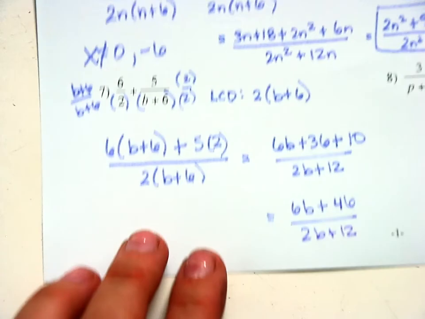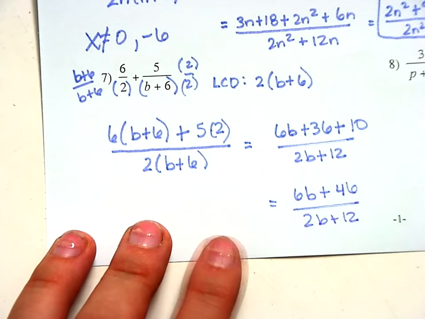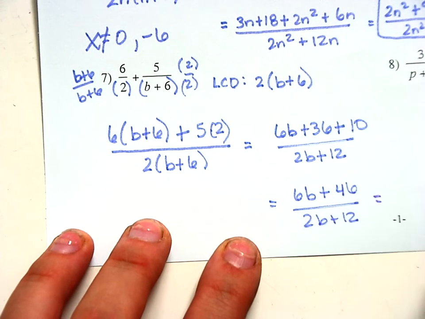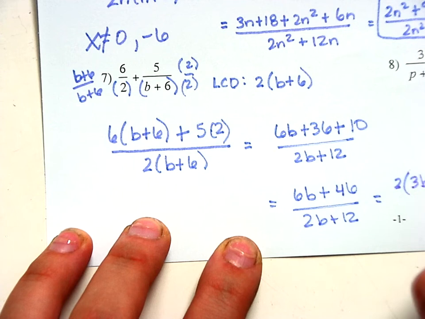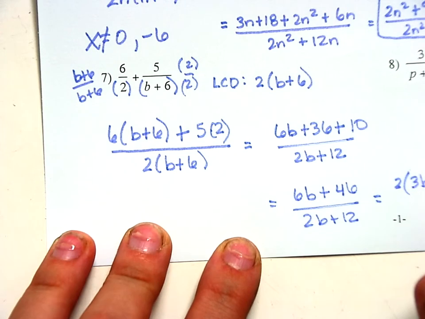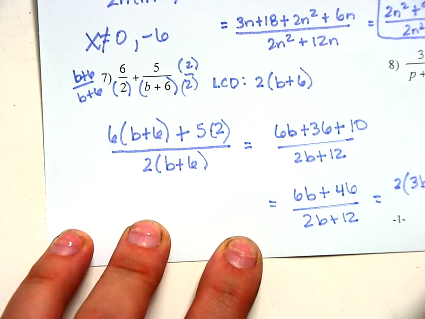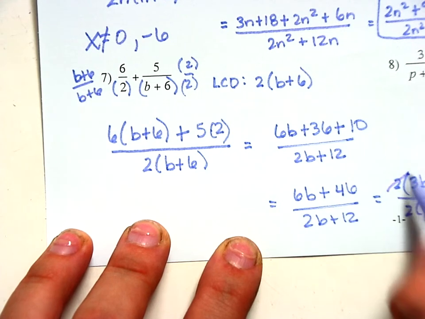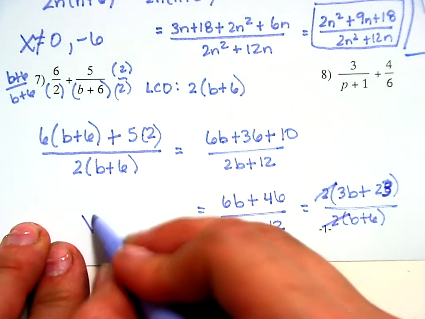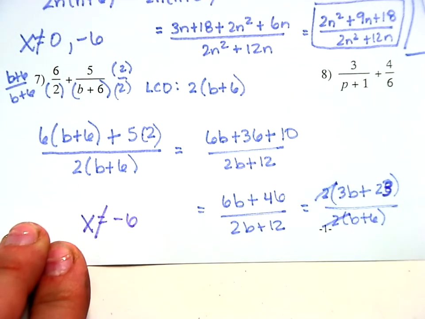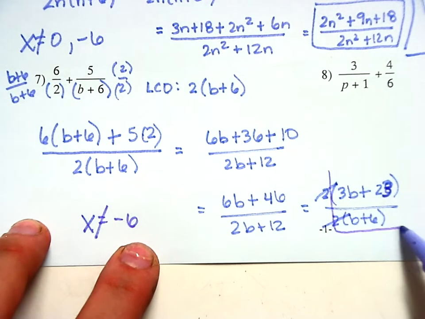Ooh, I have all even numbers. So I'm going to factor 2 out. So this is going to be 2 times (3b + 28? Nope. That's going to be 23). Whoops. All over 2 times (b + 6). Cancel the 2's. Okay. Excluded values. x cannot equal negative 6 here. Okay, so that was my final answer right here.